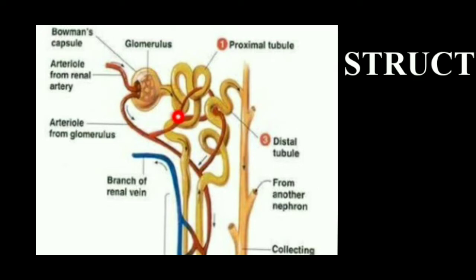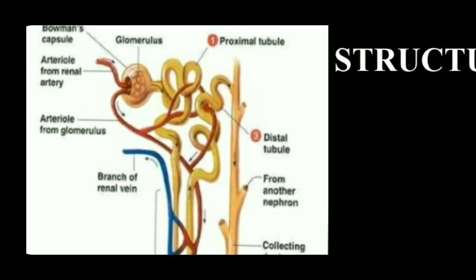Inside the Bowman's capsule, we can see a bunch of blood capillaries that is called glomerulus. This glomerulus is formed by the branches of the wider afferent renal arteriole. This afferent renal arteriole supplies blood to the nephron. From the glomerulus, the narrow efferent arteriole is coming out.